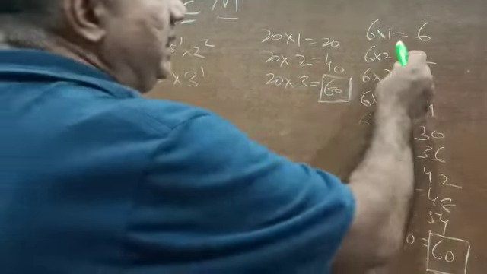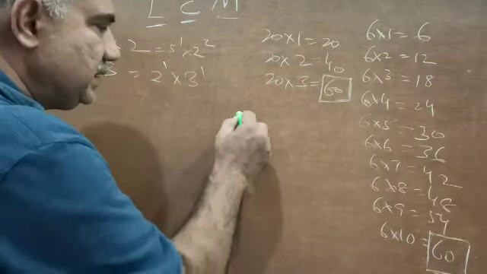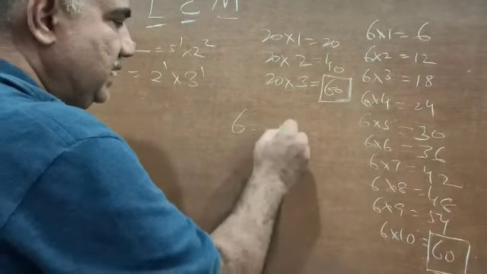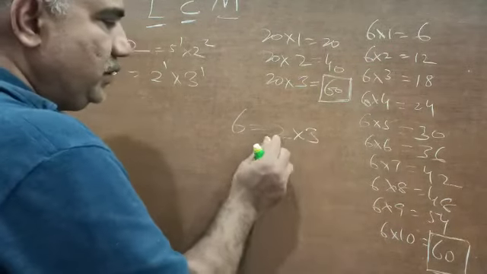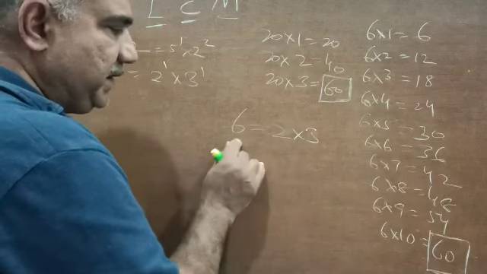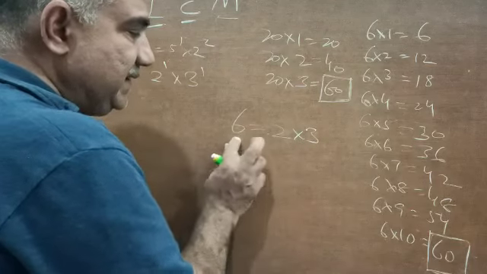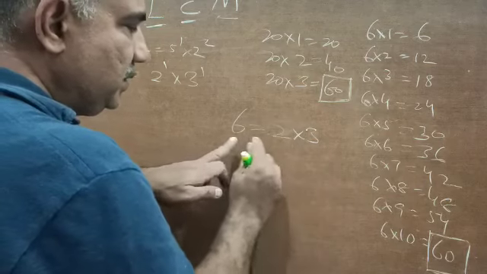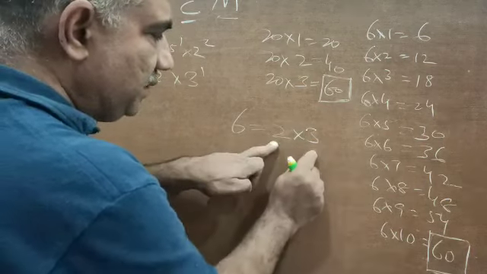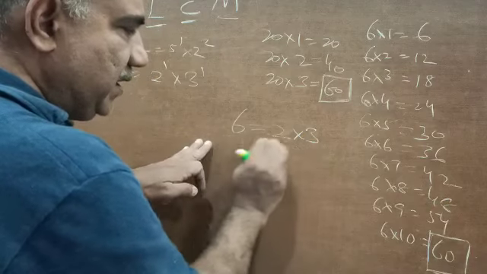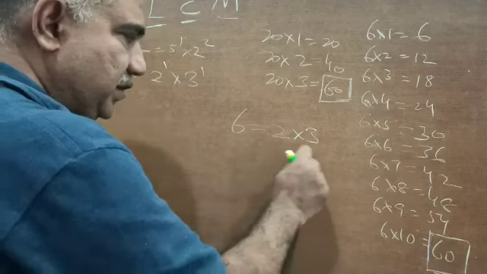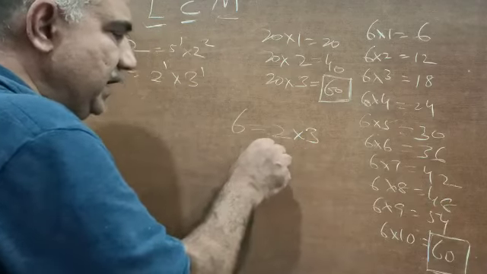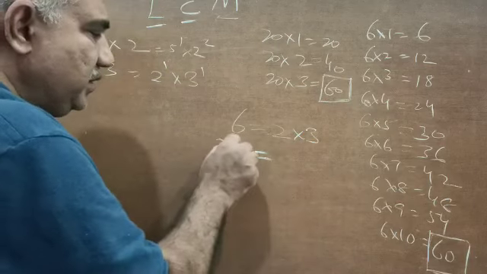See, if you see 6 as 2 into 3, 2 is a factor of 6, 3 is a factor of 6, but 6 is the third multiple of 2, and also 6 is the second multiple of 3. So 6 is a multiple of these two, and these two are factors of 6. Similarly, you can say about 20.